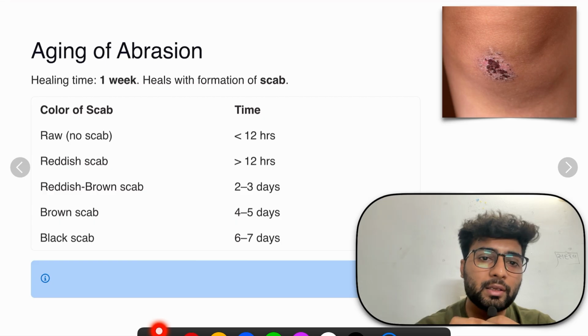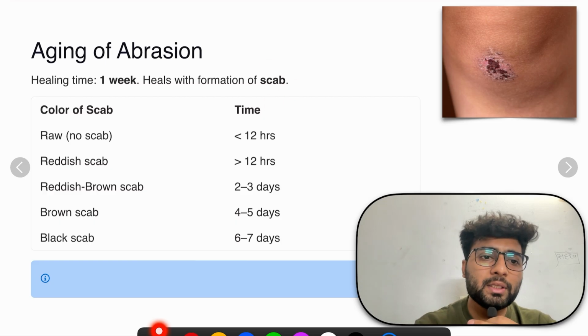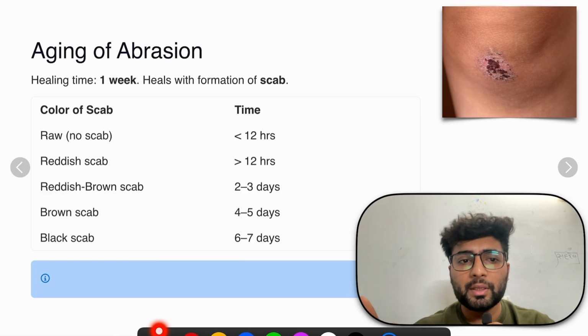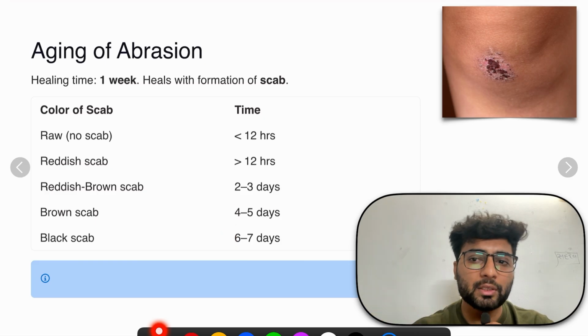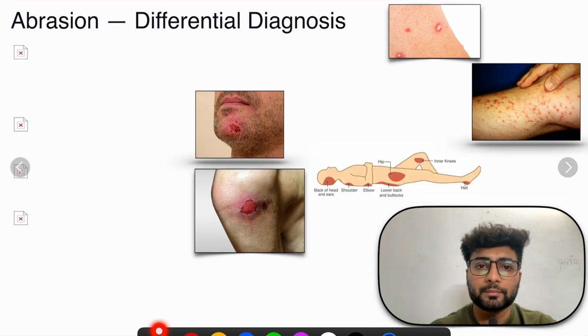Due to this we can say that whenever the scab is, let's say, brown, the victim came here and the scab was brown color, so I can say that the injury would have occurred 4 to 5 days ago. And at last this scab falls off and I told you there is a hypopigmented skin area.